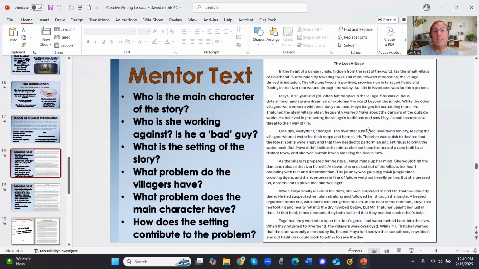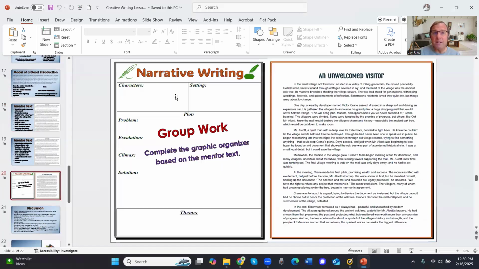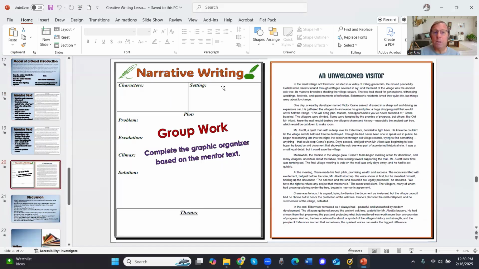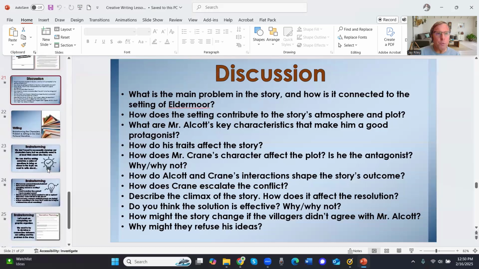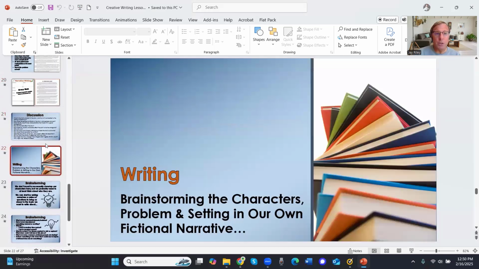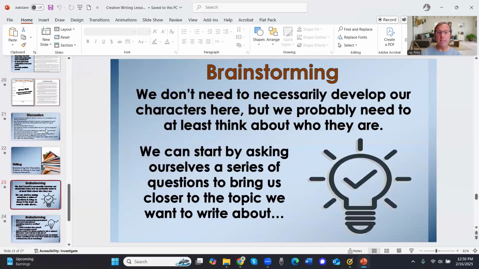So I have a mentor text here called The Lost Village. You can pause the video and read through this yourself. This is also available in the lesson in my TPT store. I have got another mentor text here along with a graphic organizer to help you organize your writing. Again, we're going to talk about things like escalation and climax in our future videos. But I want you, before we go, to think about what you might be able to write about if you were to draft your own fictional narrative.